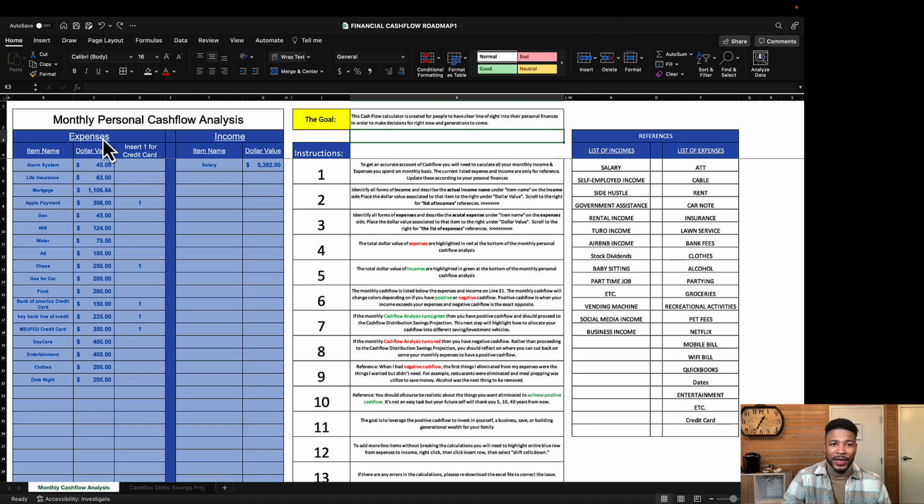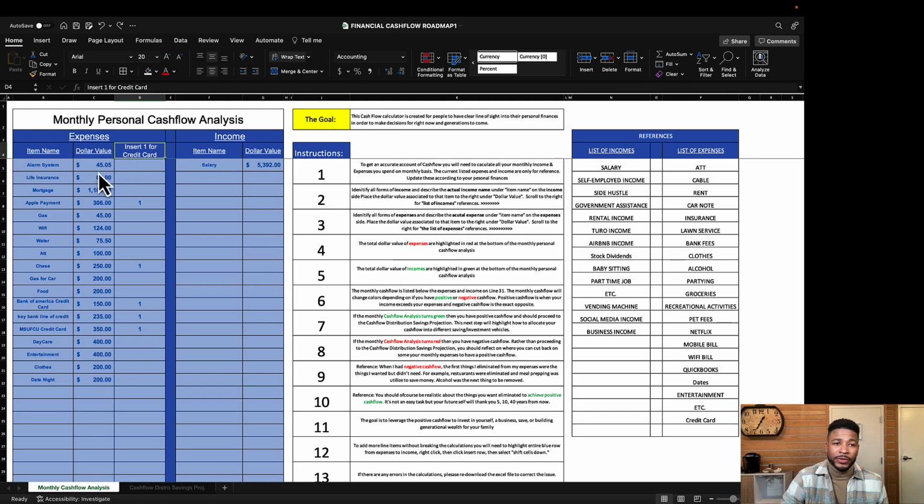Now, on the left hand side, we have expenses and income where you have item, dollar value, and insert one for credit card. I will talk about the insert one for credit card later, but the first thing I want to focus on is the item name. In order for you to have an accurate account of your expenses, you should look at your bank statement. Your bank statement will highlight how much money you're spending on things, and you should take that same line item, put the name in here, and also add that dollar value so that you can have some accuracy in your expenses, and do the same thing for income.